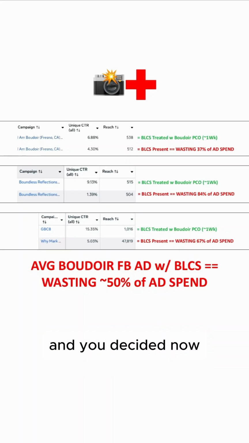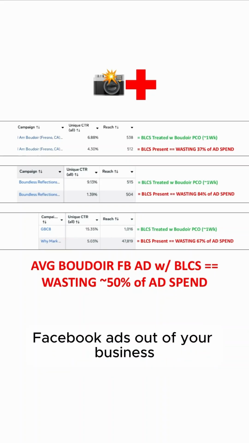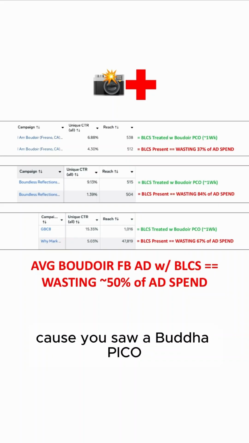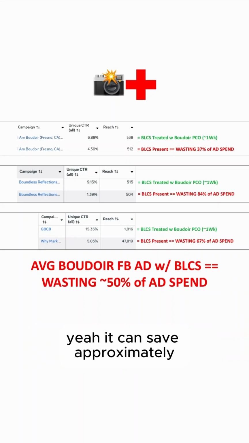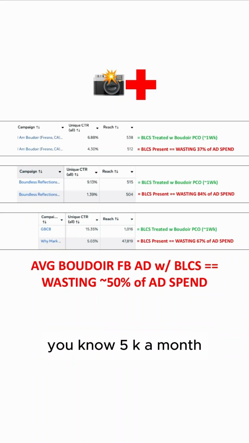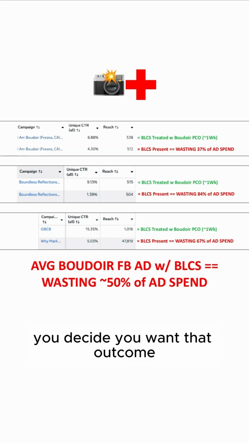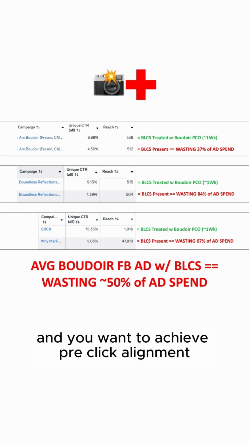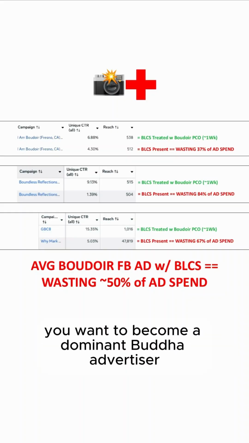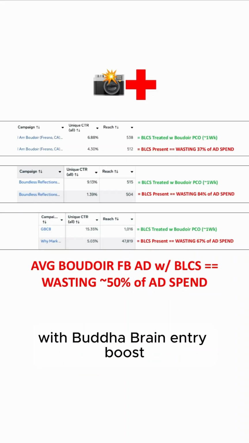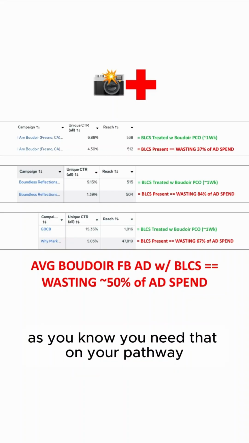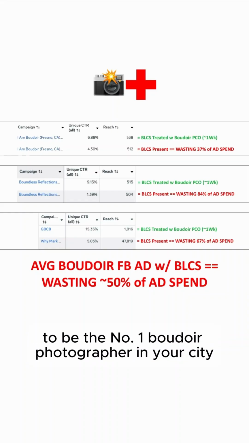And you decided now you're finally ready to optimize the boudoir Facebook ad side of your business because you saw with Boudoir Pico, yeah, it can save approximately 5K a month. Put that back in your pocket that you don't have to spend, so it's not being wasted. And approximately 60K over the next year. You decide you want that outcome, and you want to achieve pre-click alignment. You want to become a dominant boudoir advertiser with Boudoir Brain Entry Boost. As you know, you need that on your pathway to be the number one boudoir photographer in your city.